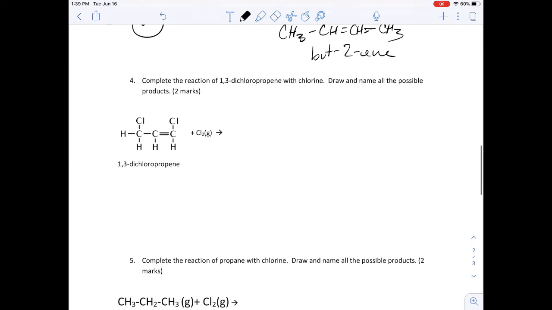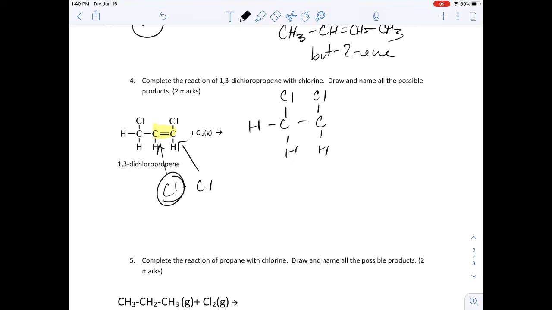The next question has the complete reaction of 1,3-dichloropropene with chlorine. So now, anytime you've got a reaction and it's got a double bond, I instantly think this is going to be an addition reaction. What's going to happen is one of these chlorines is going to get attached to this carbon, and the other one gets attached to this carbon. So I'm going to have HCCl, HC, ClH, so that was this chlorine attaching here. And then this is going to be ClH, and then that last chlorine gets bonded here.